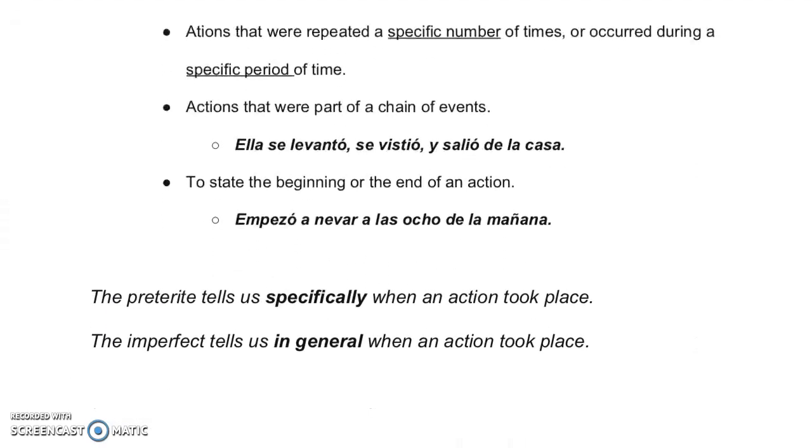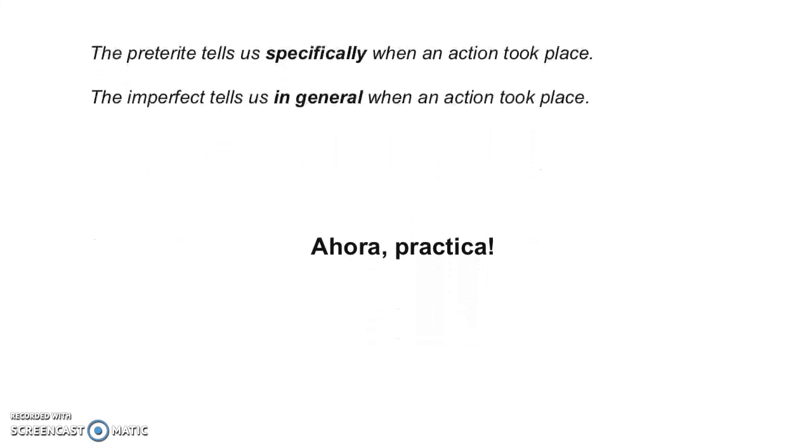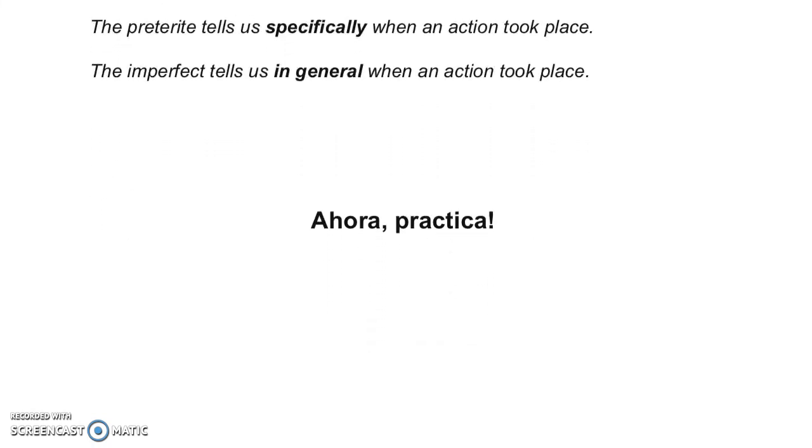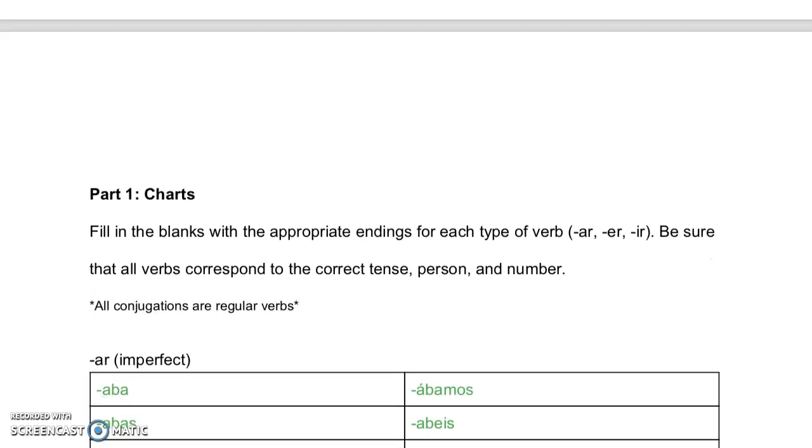The preterite tells us specifically when an action takes place, and imperfect tells us in general when an action took place. And now we have practice, and here's our worksheets.